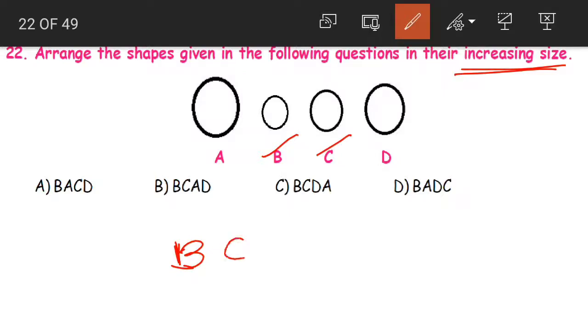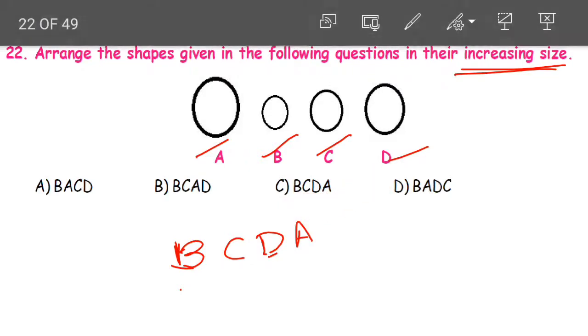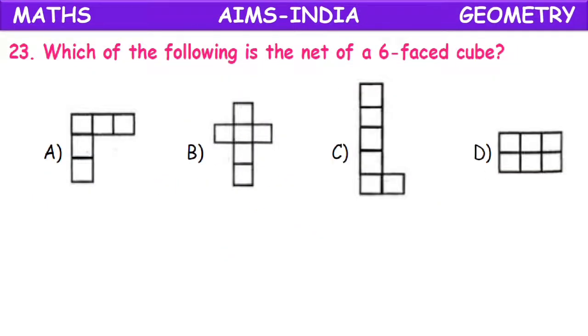This one, C. Then the next one is D, and the last one, that is the largest circle here, is A. So this format, B, C, D, A, becomes the order of these shapes in their increasing size. I hope this is clear, and that is our option C. Increasing size: the smallest one is B and the largest one is A.